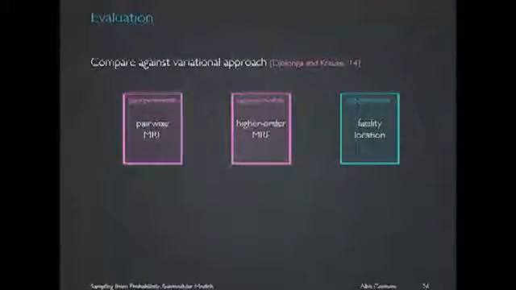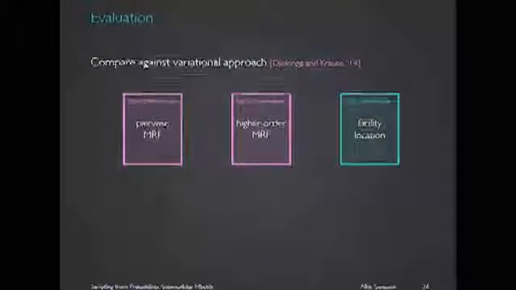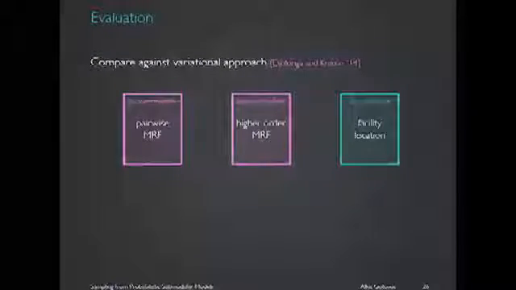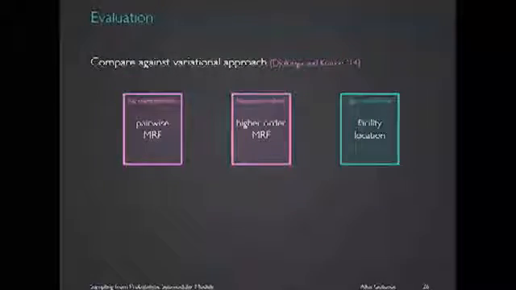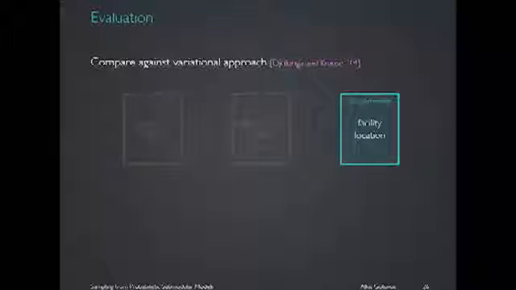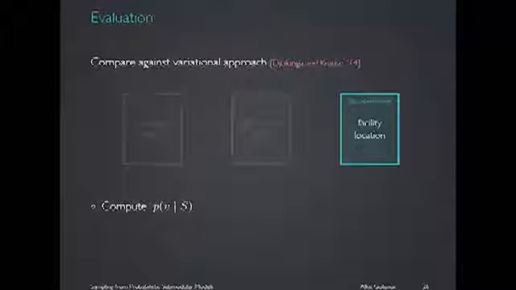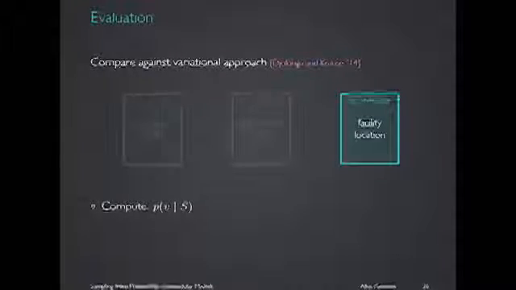So finally, let me show you some experimental evaluation. So our goal here is to compare against the variational approach of Djolonga and Krause from last year. So we use the exact same models that they used in their paper. Two of them are log-supermodular models, and one of them is log-submodular. So here I'll concentrate just on the third model, which is a facility location model. So what we do is compute marginal or conditional probabilities of this form here, where S starts from an empty set and iteratively increases. So we condition on more and more elements.